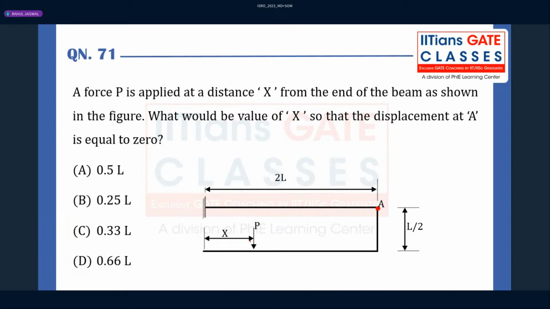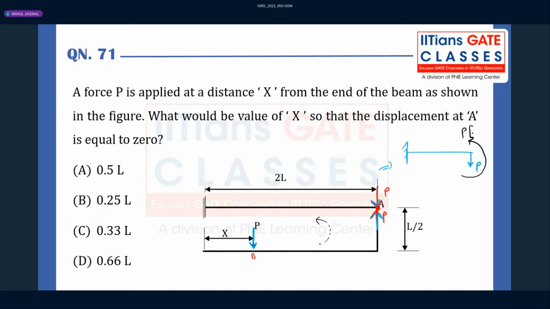Transfer the load. Whenever you want to transfer the load from any point to any other point, simply what you have to do, you have to introduce two equal and opposite loads, P, like this. Now this P will be acting like a load. This is a cantilever beam subjected to load P, but this P and this P will cause a moment in the anticlockwise direction.